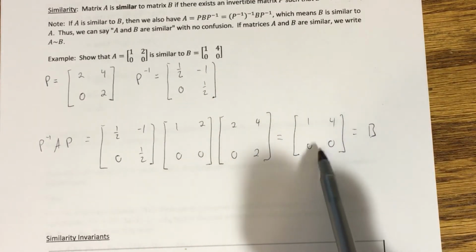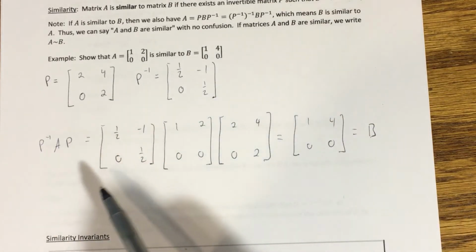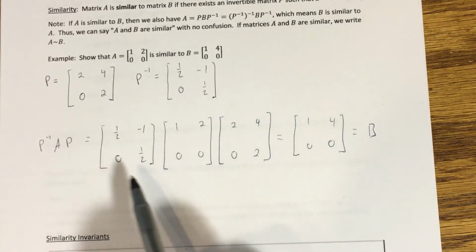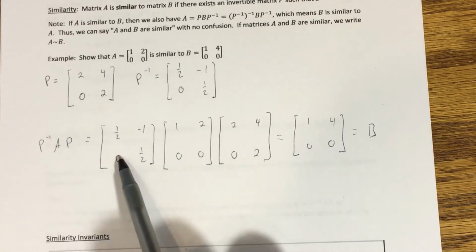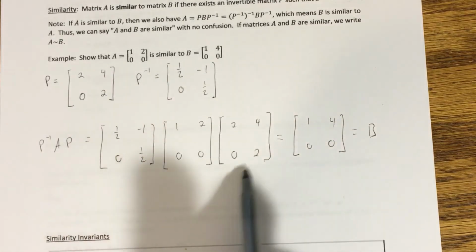We do, in fact, get this matrix here, which is B. Okay? Now, that is all it takes to show that two matrices are similar. And again, I'm not telling you where I got these two matrices from, where I got P from, but you can see that it works.